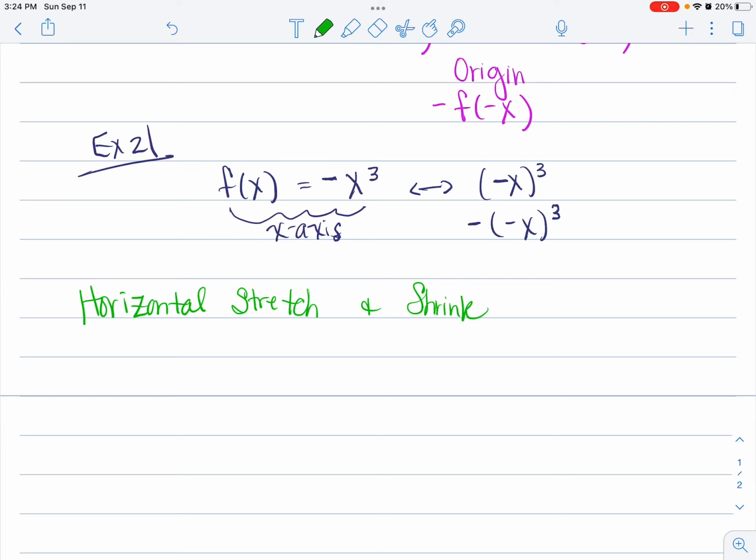Sometimes I'll call it a compression too, just to let you know, because that's what my algebra book calls it, and that's just what I'm used to. Okay, so if you have the function and you are dividing x by a number, if the number is bigger than 1 that you're dividing by, then it is a stretch horizontally. If it's less than 1, then it's a shrink.